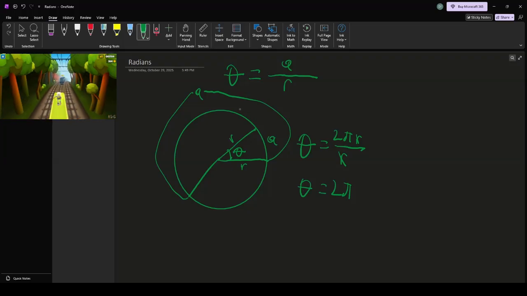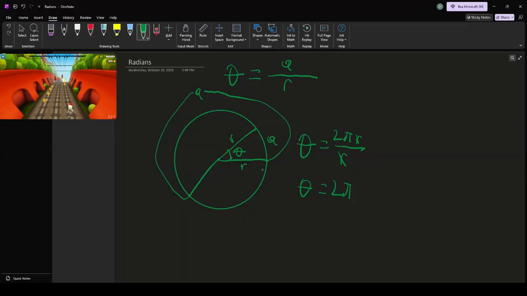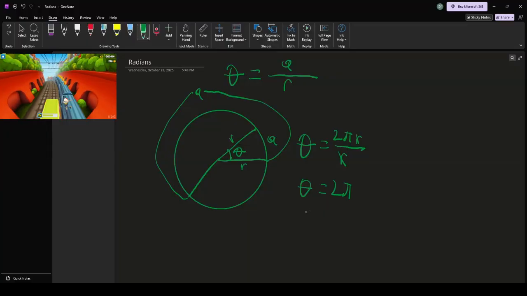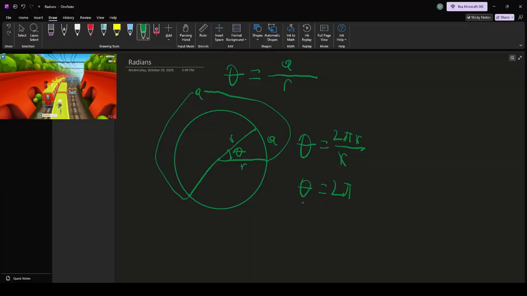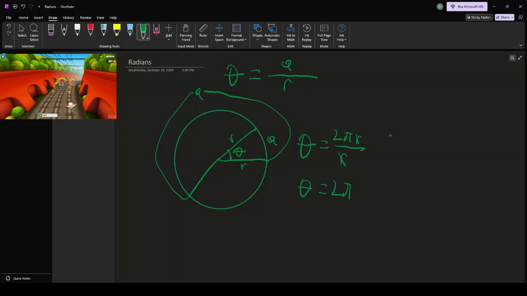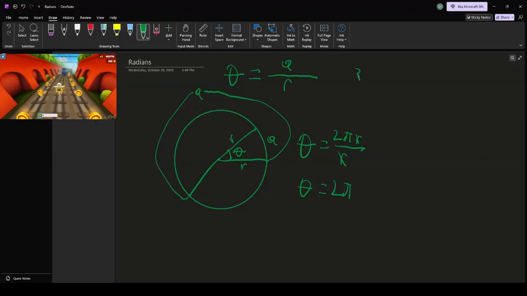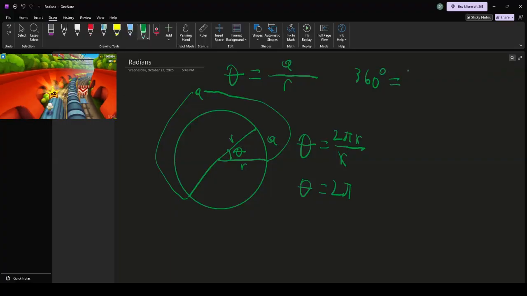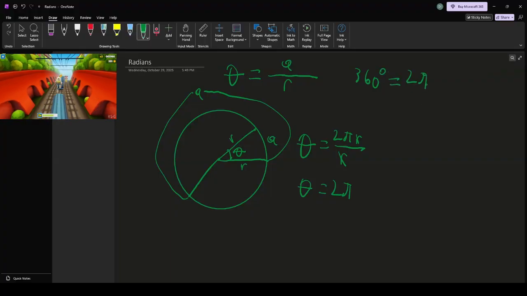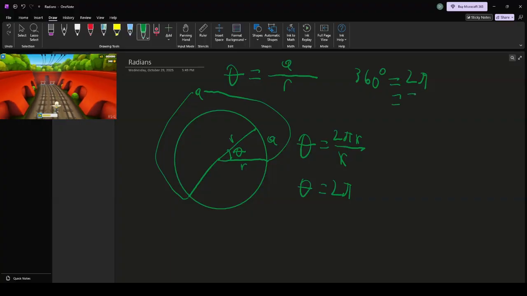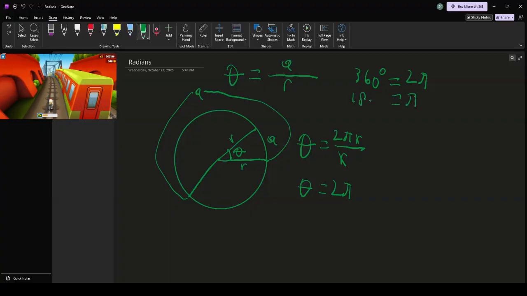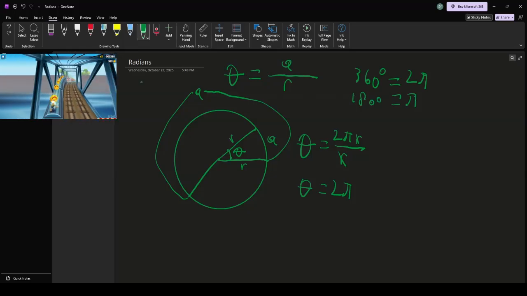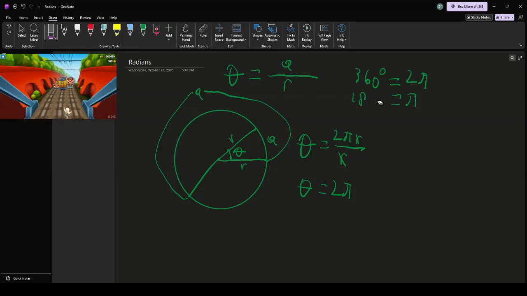You would also probably know that one full circle is equal to 360 degrees. So let's just say, I'll write it somewhere else: 360 degrees equals 2 pi radians. If you divide both sides by 2, pi now equals 180 degrees.